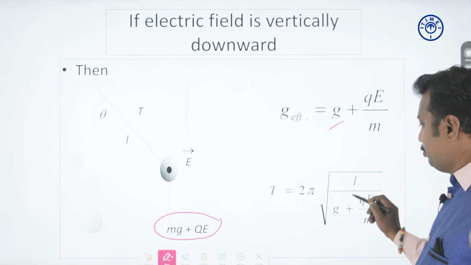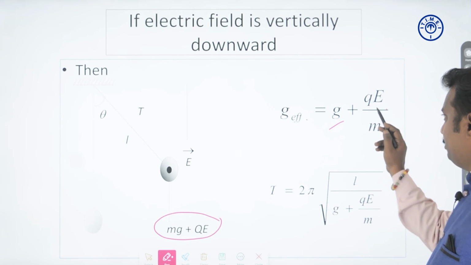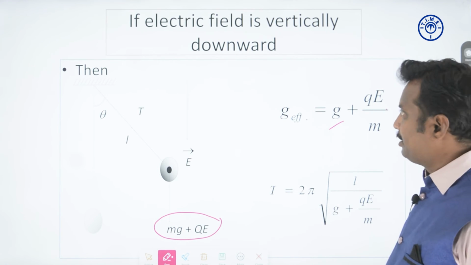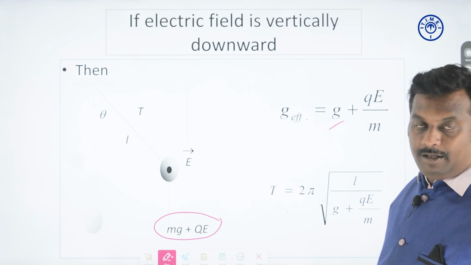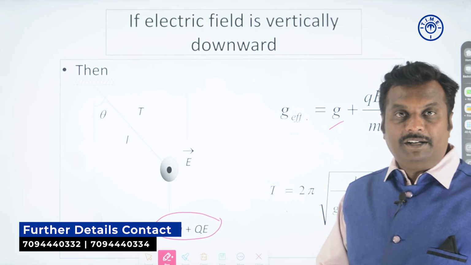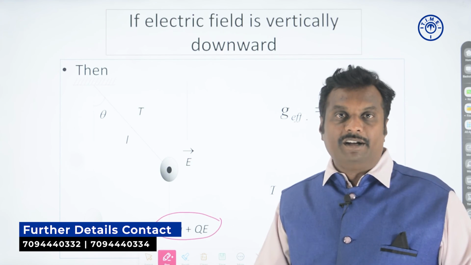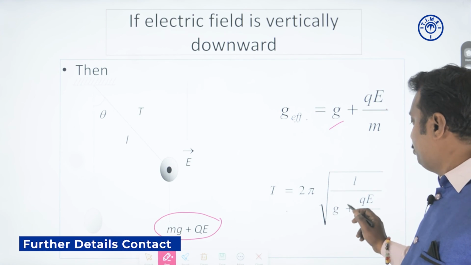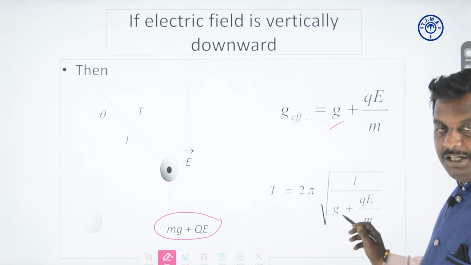ஸோ T is equal to 2 pi root of L by g plus a. a க்கு பதில் என்ன போடுறீங்க சார்? QE by m போடுறீங்க. ஸோ the time period of a pendulum when the pendulum is positively charged and it is kept in an electric field and the electric field is acting in the vertically downward direction அப்படின்னா, time period T is equal to 2 pi root of L by g plus QE by m.